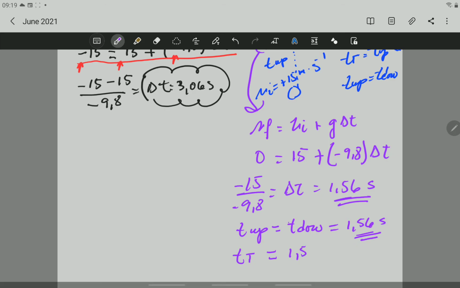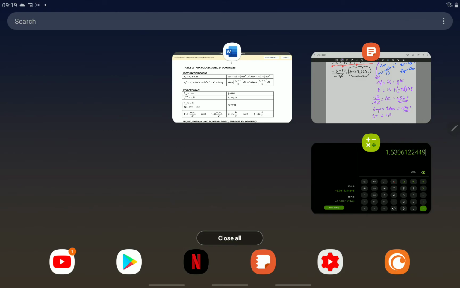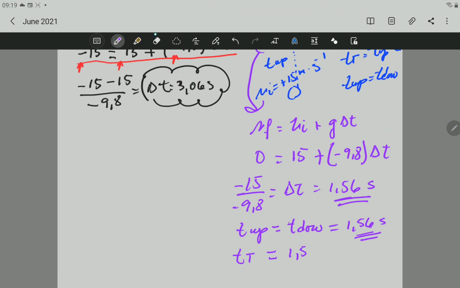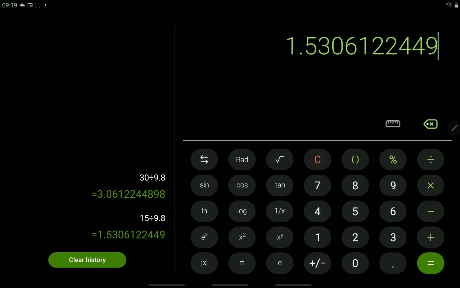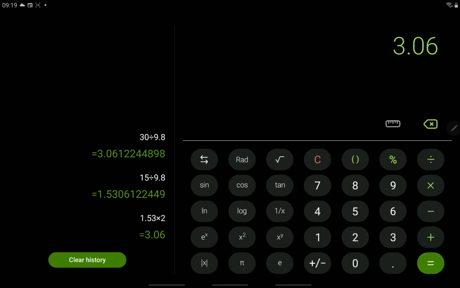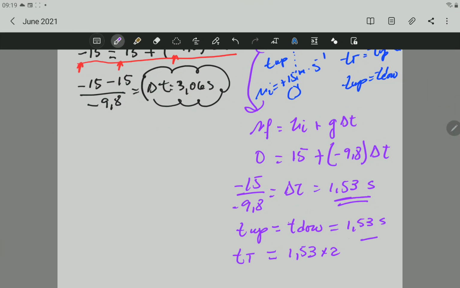1,53, sorry. Let's fix the number, otherwise we'll get a different answer. I'm sorry about that. 1,53 times 2, because it's the same time to go up and down. So I'm going to leave it there. Times 2, 3,06. So the answer is 3,06 seconds. You can see it's the same as the previous method.